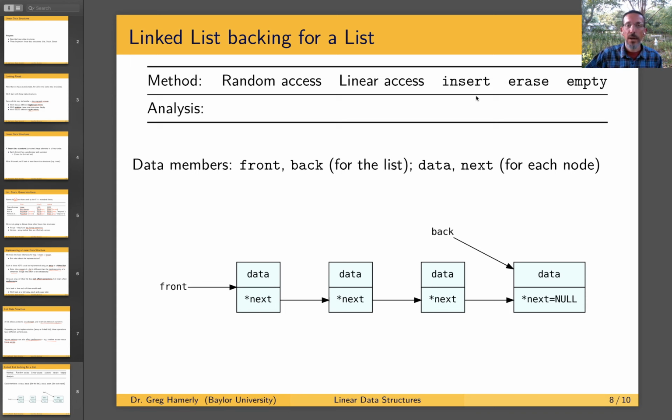So here I've put a linked list. We're going to talk about a linked list implementation, or backing, for a list. Okay, so remember the difference. A list is a linear ordering of things, which we can visit any of them, and a linked list is a particular type of implementation. And we have two different types of access, which I just mentioned: random access and linear access.